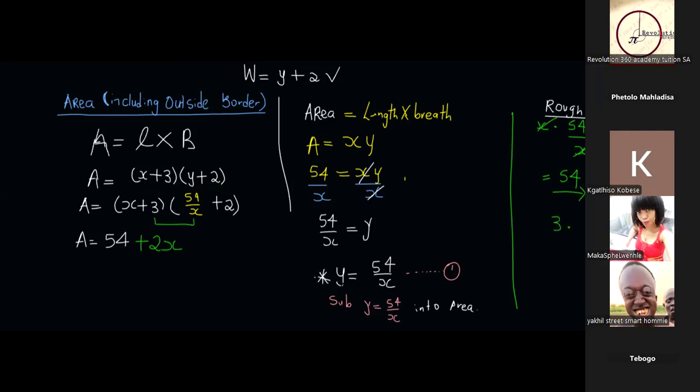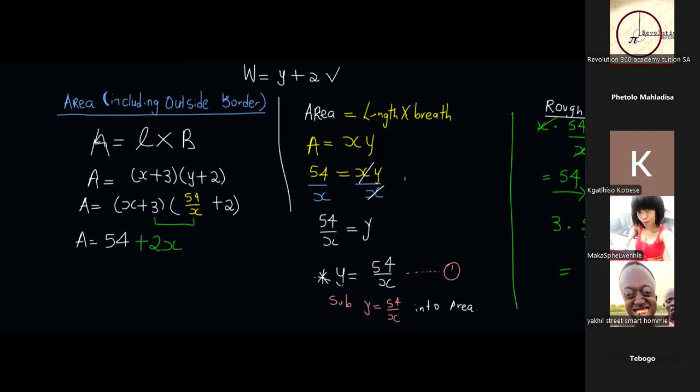So 3 multiplied by 54 over x. What is 3 times 54? I think that's 162, if I'm not mistaken. So it will be 162 over x. Let's double check. Where's my calculator? 3 times 54. Yes, that's 162.